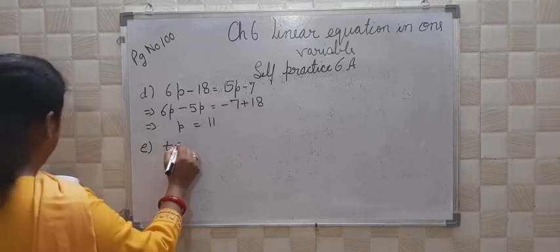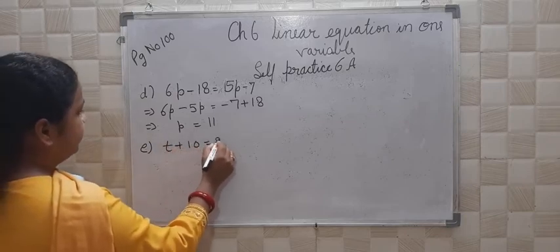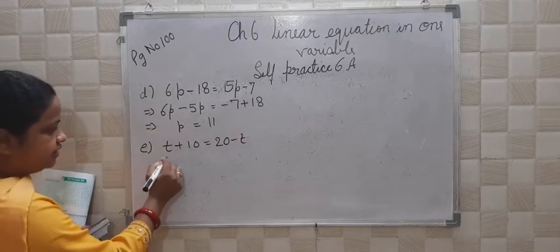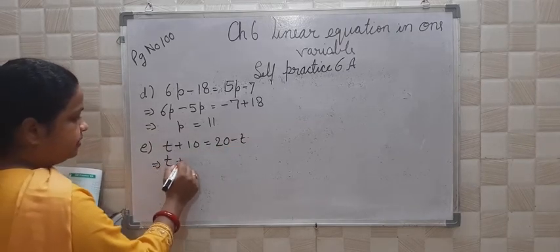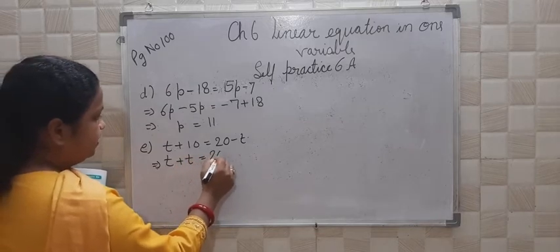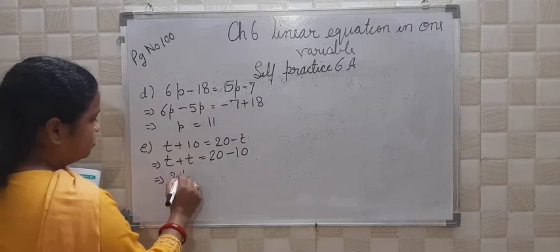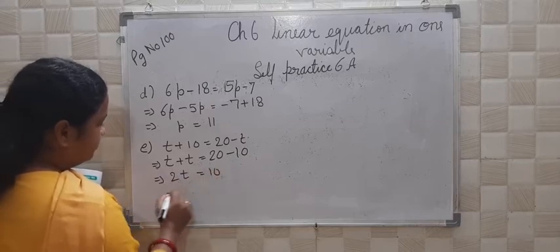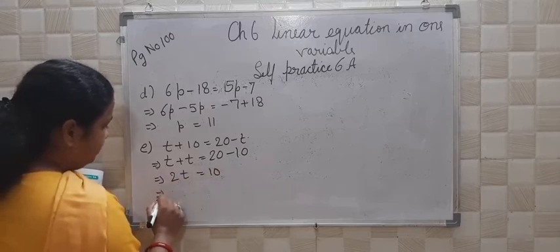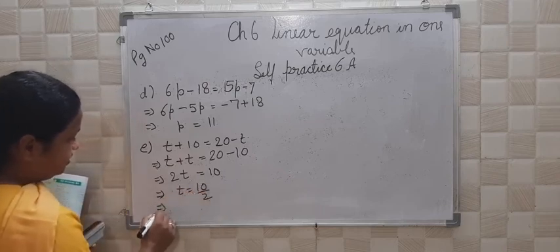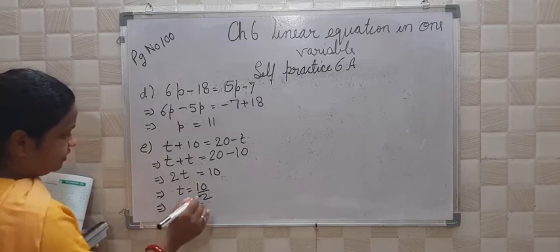p plus 10 is equal to 20 minus p. Now see, you will take the variable on the one side, so it will be t plus t is equal to 20 minus 10. So t plus t, 2t is equal to 10. So what will be the value of t? 10 upon 2. So that is t is equal to 5.